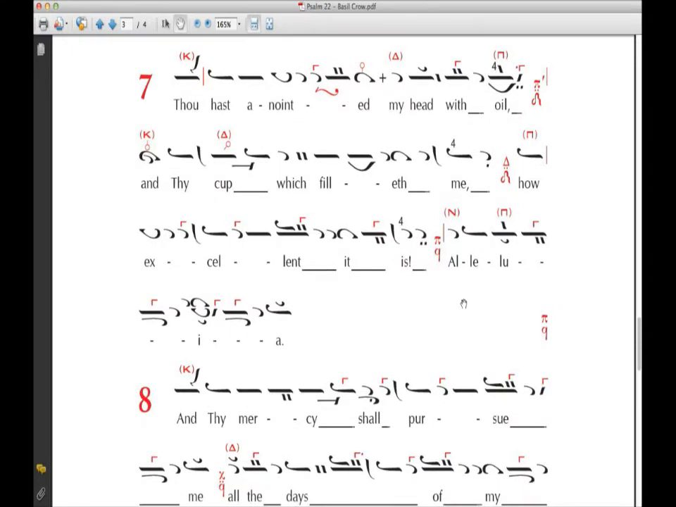I guess we do just my head with the oil again. Try to reach that. So that's where we end. We'll just start from the beginning of that line.